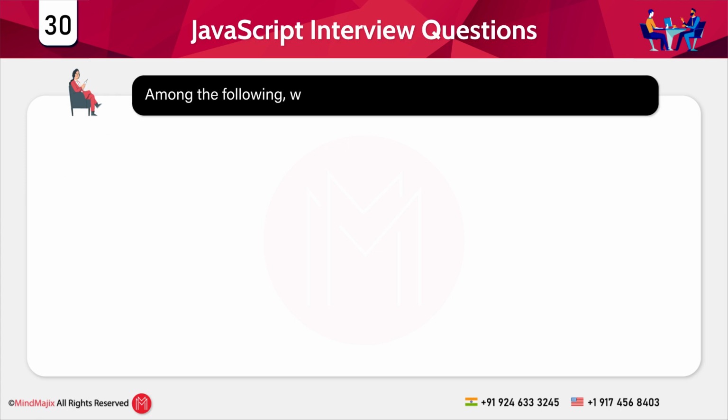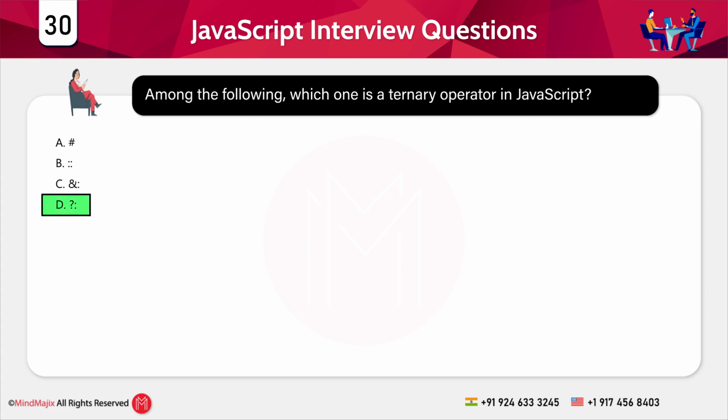Among the following, which one is the ternary operator in JavaScript? Hash, double colon, ampersand colon, question mark colon. So the answer is question mark colon. So question mark colon acts as the ternary operator.